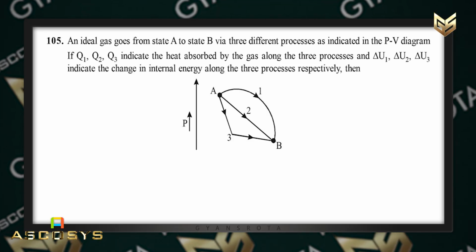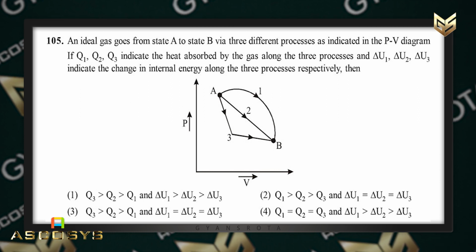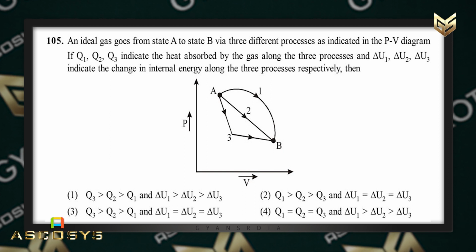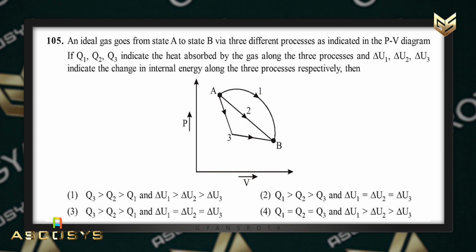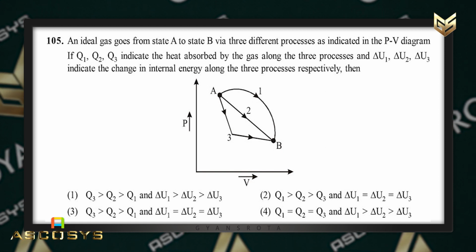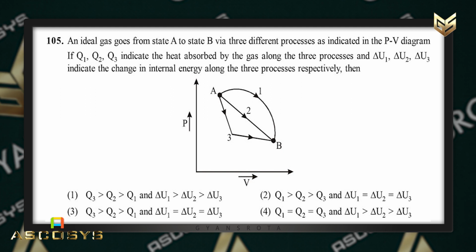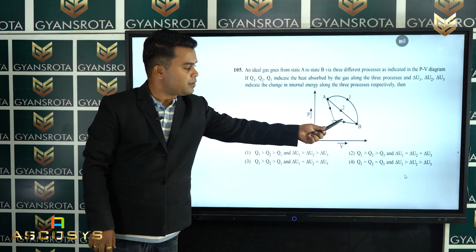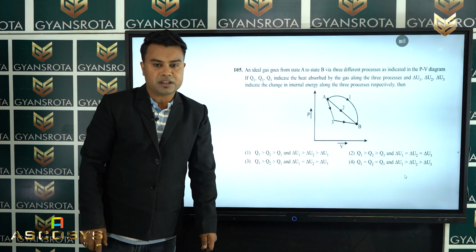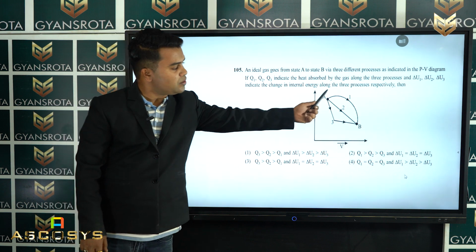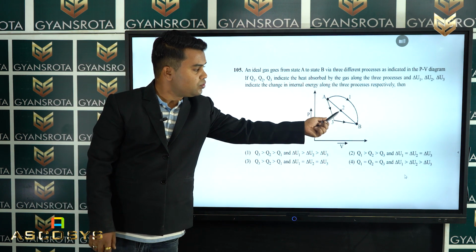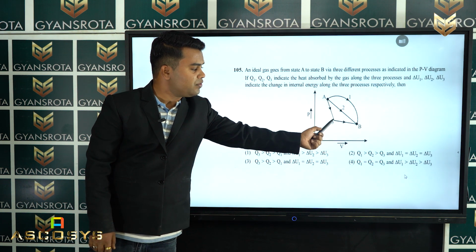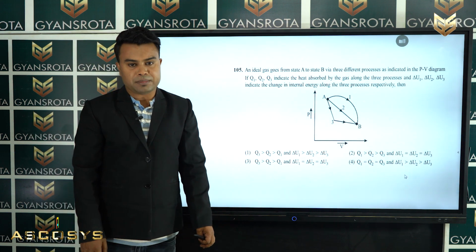An ideal gas goes from state A to state B via 3 different processes as indicated in the PV diagram. Okay. If Q1, Q2, Q3 indicate the heat absorbed by the gas along the 3 processes, and delta U1, delta U2, delta U3 indicate the change in internal energy along the process respectively, then which one will be the correct option? So A to B, 1 is coming back to B, 2 is also coming back to B, 3 has taken a different path but coming back to B. So out here Q1 will be more than Q2, Q2 will be more than that of Q3. So this question came from the chapter Thermodynamics.